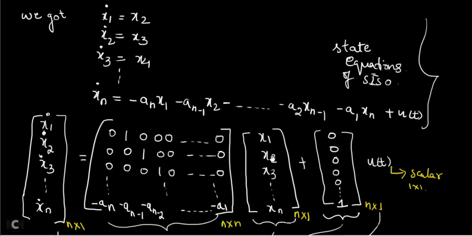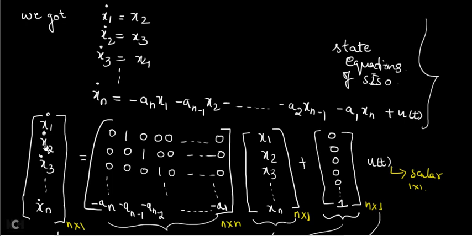So only x2 should come for x1 dot. First equation, right? That is why only for the second element I am putting 1, and for the others I am putting 0, 0, 0, 0. Okay, when you multiply this big matrix with this vector, you are going to get these equations.